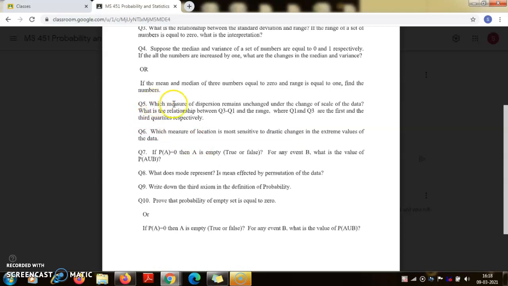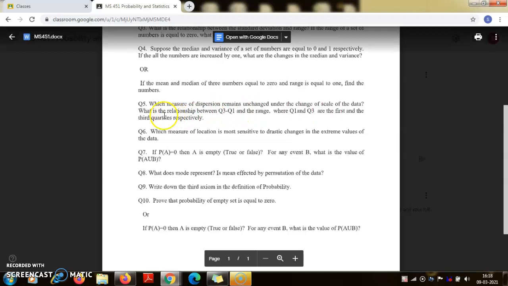Then, which measure of dispersion remains unchanged under the scale of the data? So this is the effect of change of scale: on variance it is a square times, if a is the scale, and on the standard deviation it is a times. On the mean also it is the same, it is a times the mean once you multiply the numbers by a. So if you take the ratio, the coefficient of variation is not affected by the change of scale.